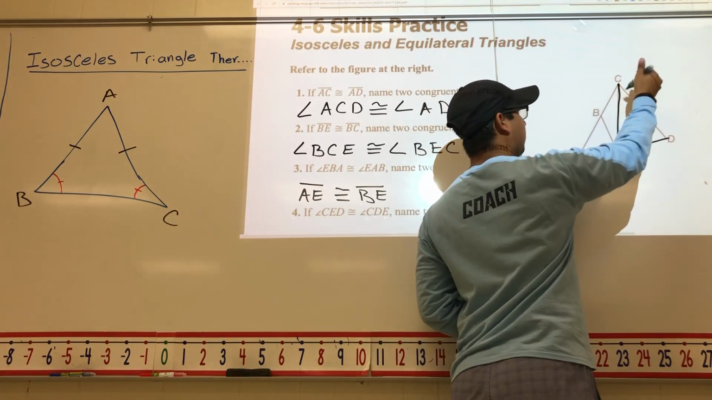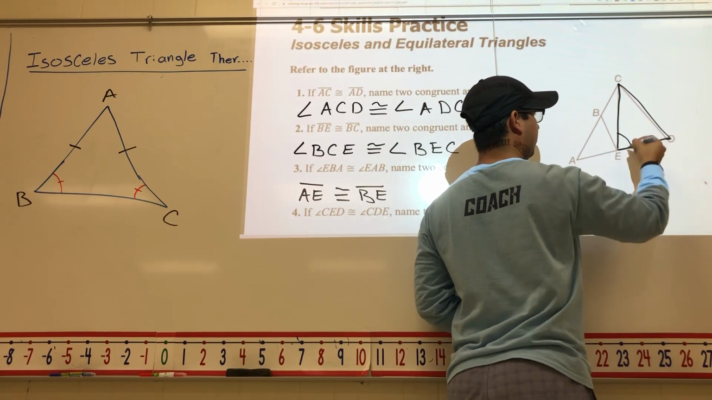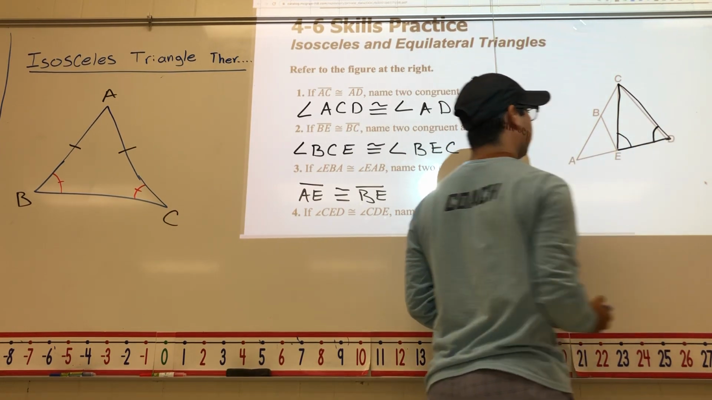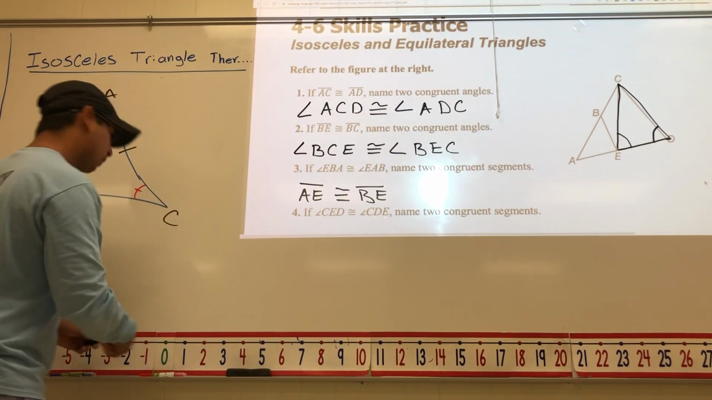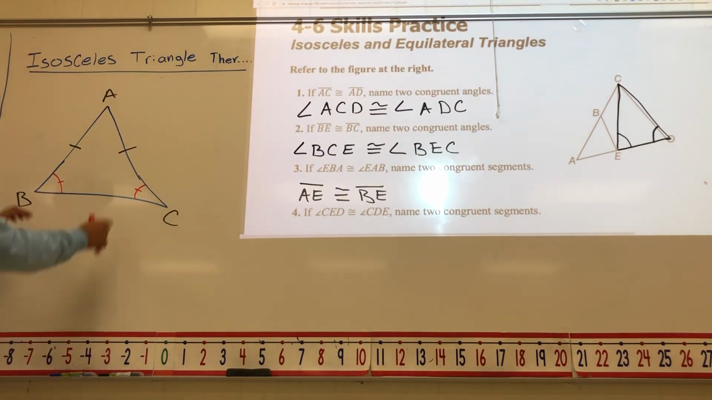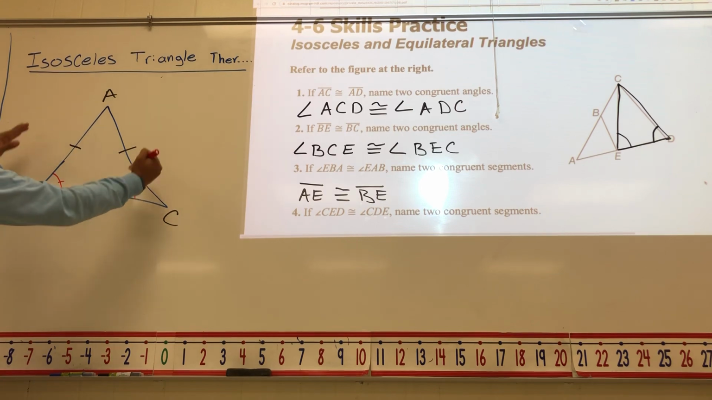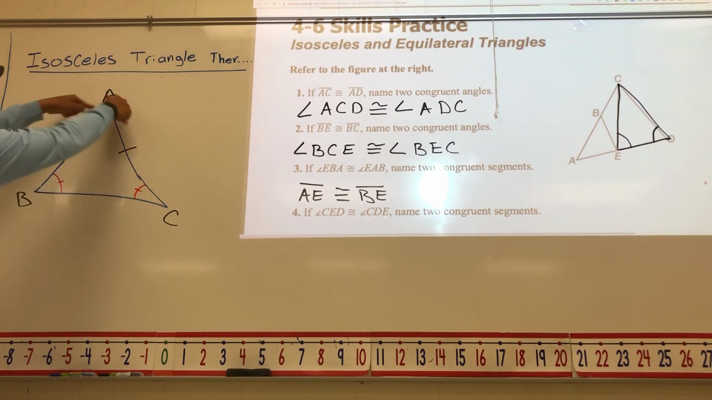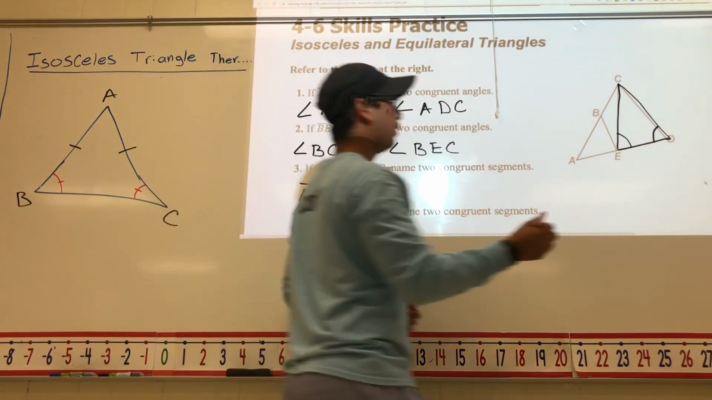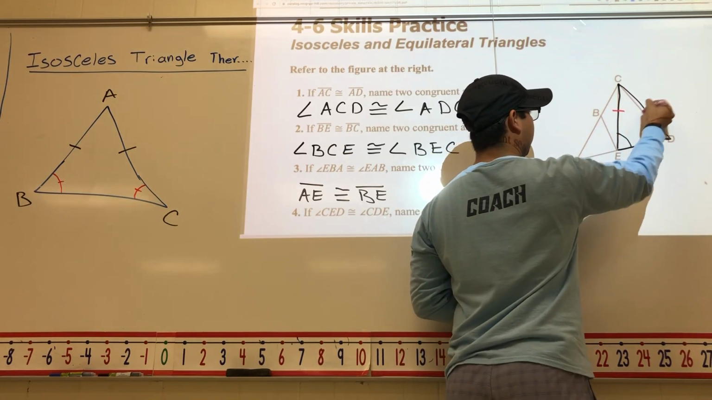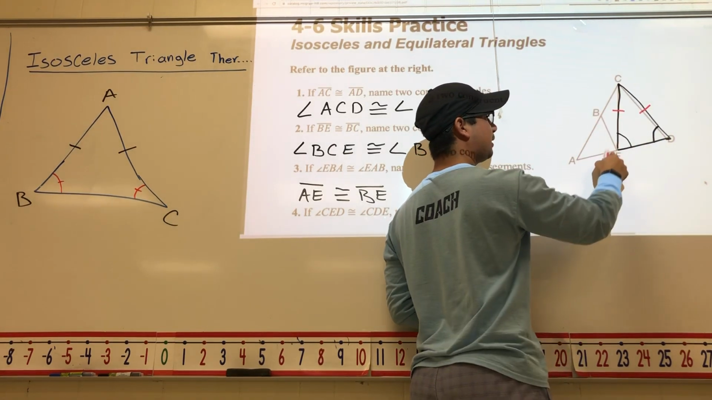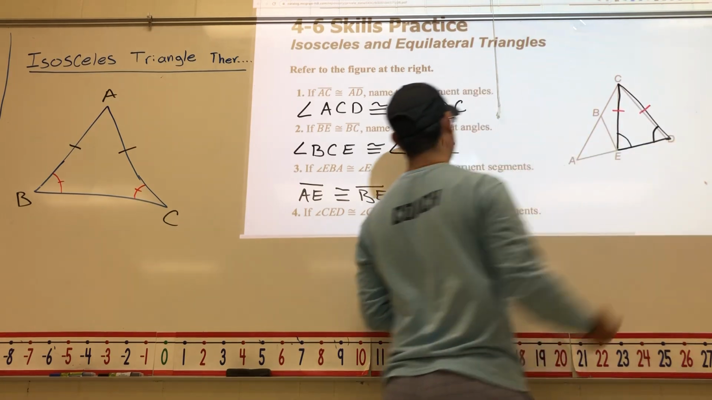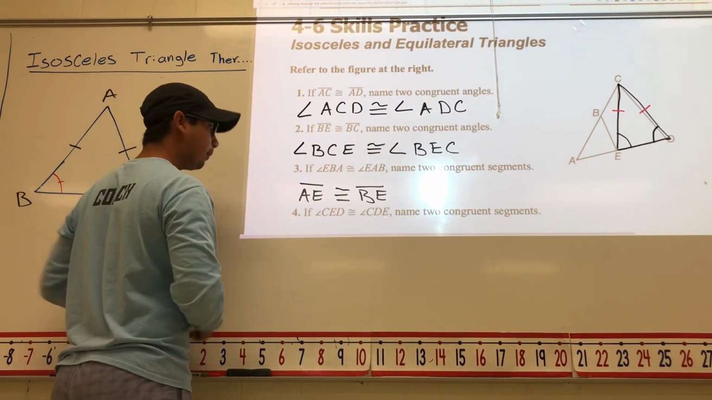So CDE, it's going to be this angle right here. So what two segments are going to be congruent? What's actually very similar to this one? It's just rotated a tiny bit. So it's going to be these two segments right here, segment CE and segment CD. And that's what we're going to write down here.